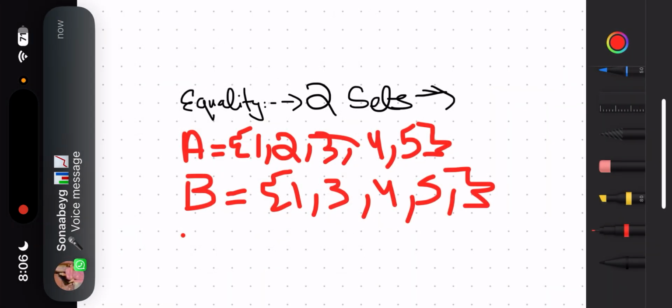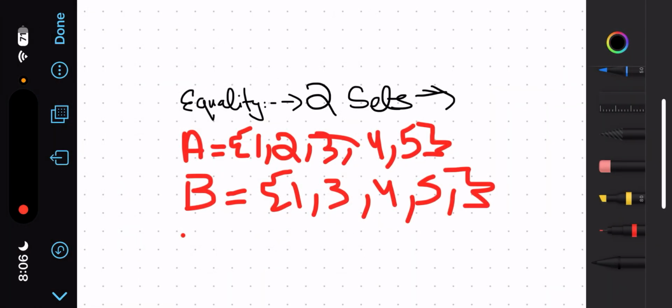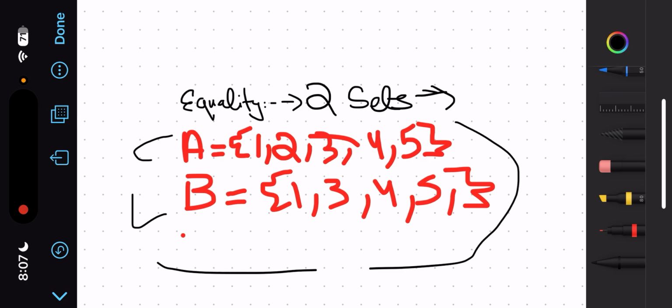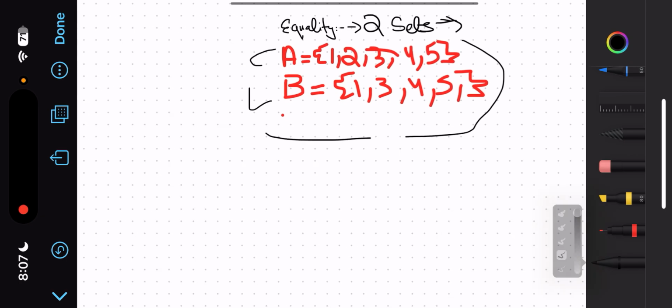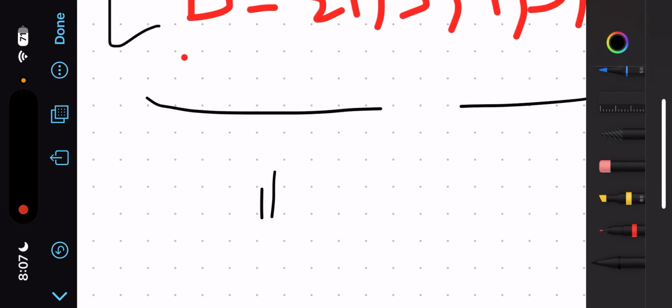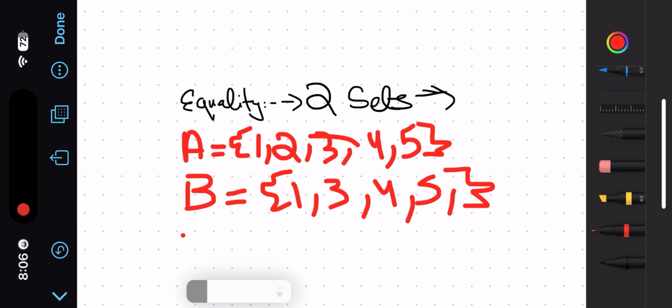First of all is the equality of two sets. If the elements of two sets are the same, then the sets are equal. Means if there are two sets here, A and B, and the set elements are the same, then these two sets are equal. So you will write it like this: A equals B, in simple terms.